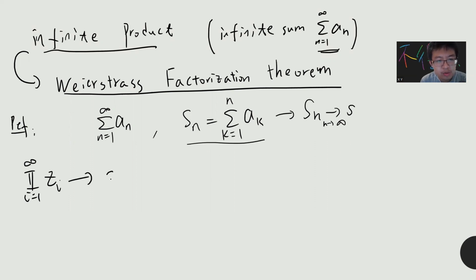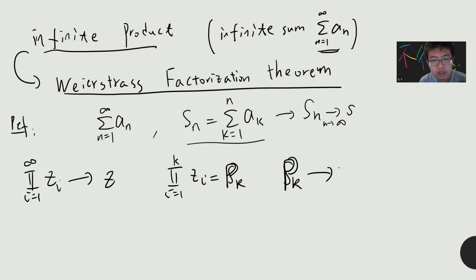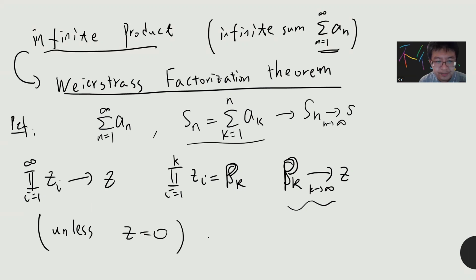So we first define the partial products. Usually I use P because P stands for product. If P_k approaches z as k goes to infinity, then we say the product converges. But there's a special case: if z is 0, then I say P_k diverges. So this is the only difference. In infinite products, if the result is 0, I say it diverges.